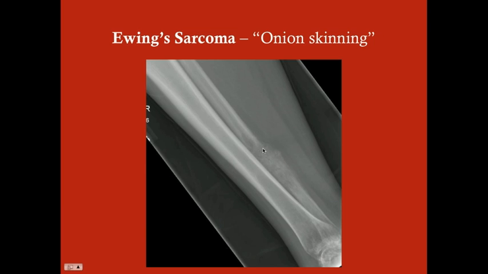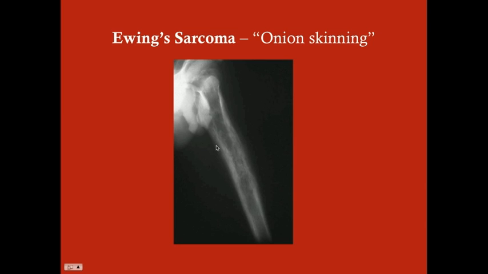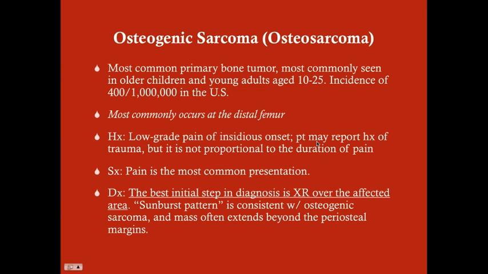So here's another one. This one's a little bit more subtle, I suppose. But again, you have Codman's triangle right here. This one, when you first look at it, almost looks like it might be an osteoblastoma. And then here's another rather poorly defined Ewing sarcoma, but you still have these consistent, somewhat parallel lines.